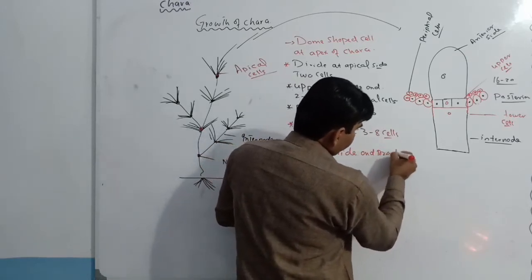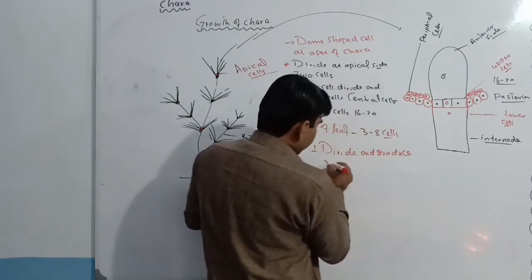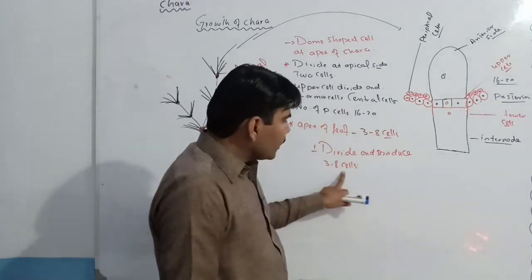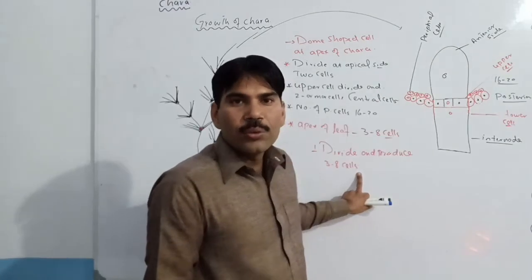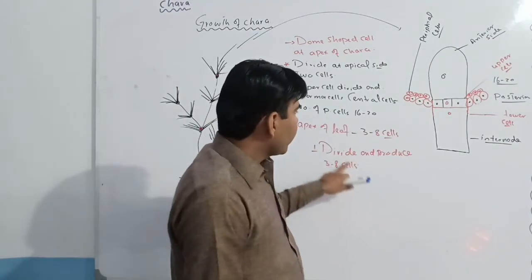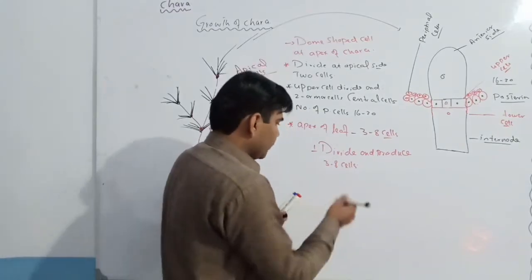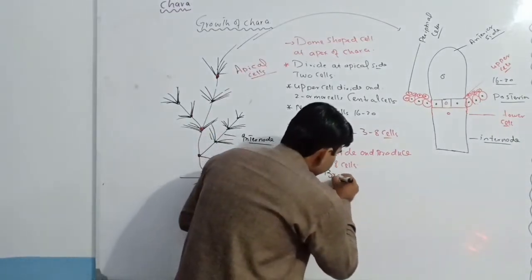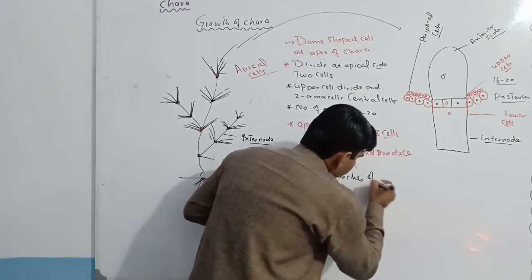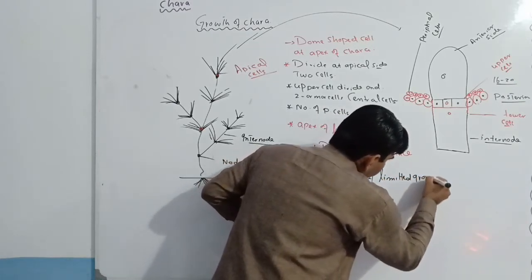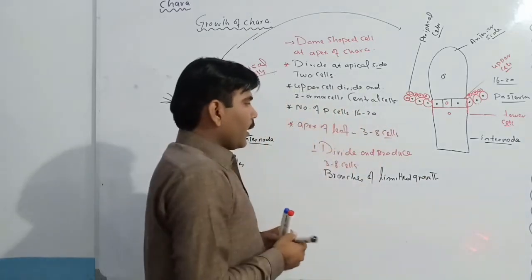Divide and produce 3 to 8 cells, and then after these cells their growth will stop. So that's why these cells make up branches of limited growth.